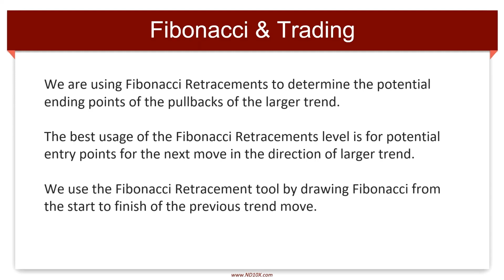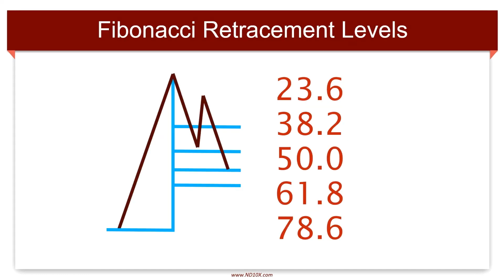We are using Fibonacci retracements to determine the potential ending points of the pullbacks of the larger trend. The best usage of Fibonacci retracement level is for potential entry points for the next move in the direction of the larger trend. We use the Fibonacci retracement tool by drawing Fibonacci from the start to finish of the previous trend move. The most common levels that we are going to use for a Fibonacci retracement are going to be 23.6, 38.2, 50, 61.8, and 78.6%.